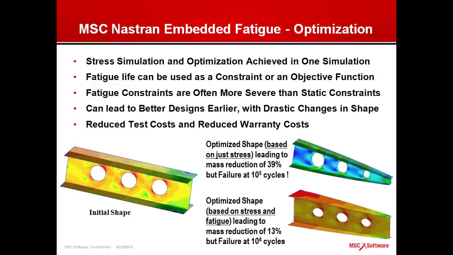Another wonderful capability is that because we have the fatigue modeler built into MSC Nastran, we can utilize it for optimization as well. So we can say that we want to optimize a part to satisfy the constraint that a certain number of cycles are achievable. Or we can say minimize the mass, but at the same time the objective function is to maximize the number of cycles. So here's a simple example of a beam with these cutouts and optimizing the shape.